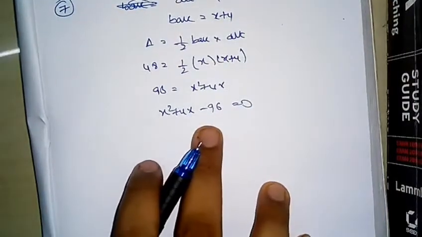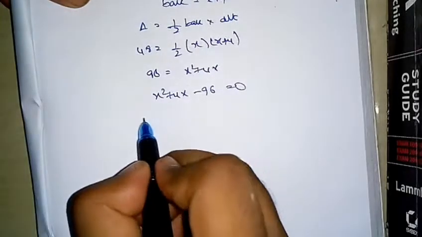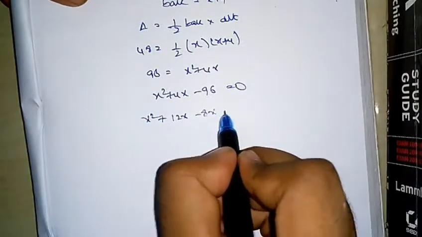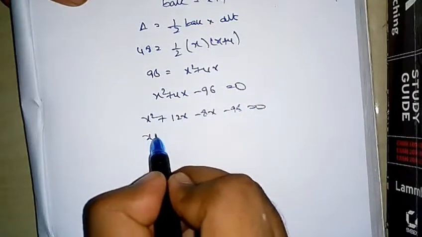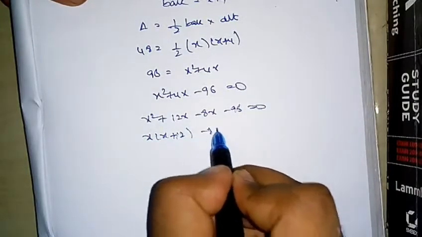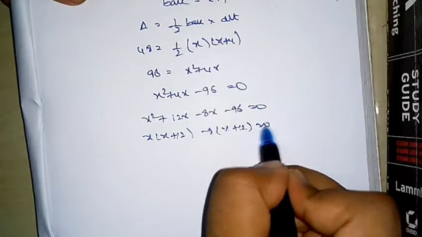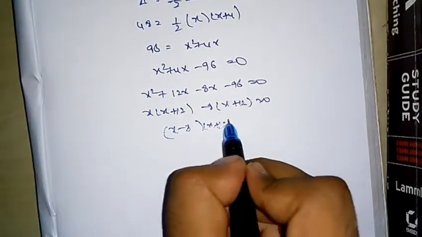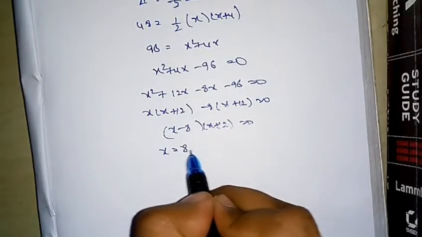So 12 into 8 is 96. What are you going to do? x² + 12x − 8x − 96 = 0. So x(x + 12) − 8(x + 12) = 0, which gives (x − 8)(x + 12) = 0. So x = 8 is the answer.